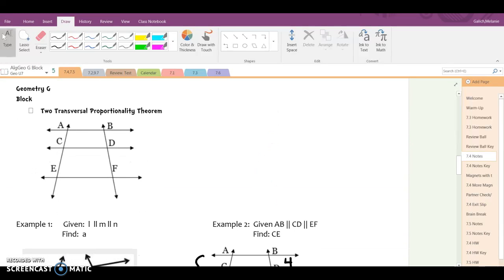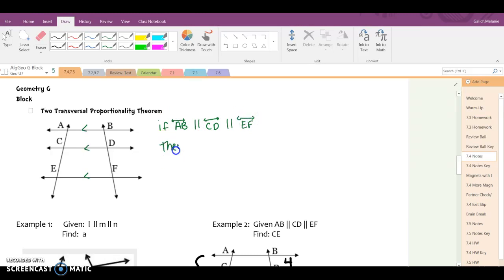All right, next slide. It says two transversals proportionality theorem. This is going to get a little bit more basic, more definitions. So what this says is if AB is parallel to CD, which is parallel to EF. I'm going to write that out. If line AB is parallel to CD, which is parallel, and it can be a segment, but in this case we've got lines, so make sure that we put our arrows on the ends of them.